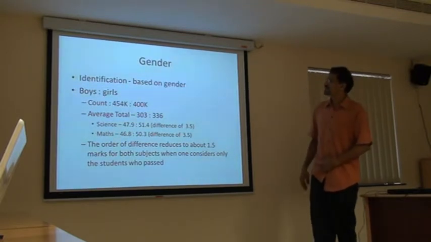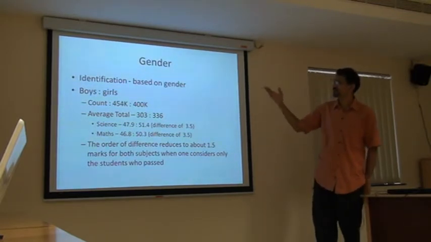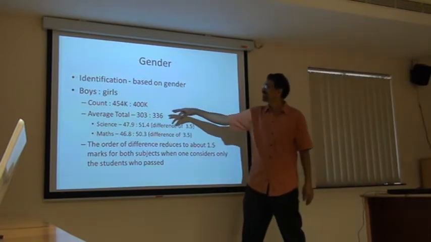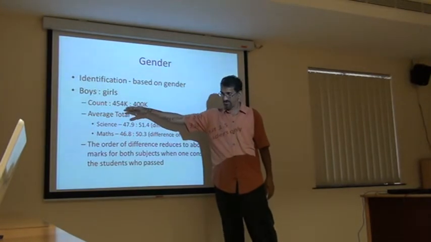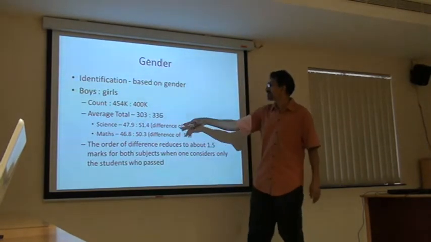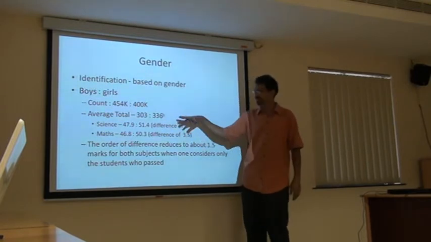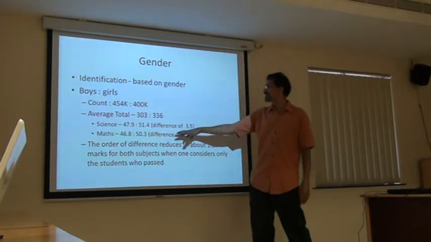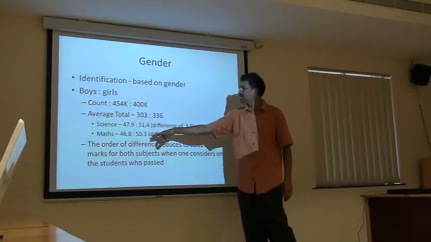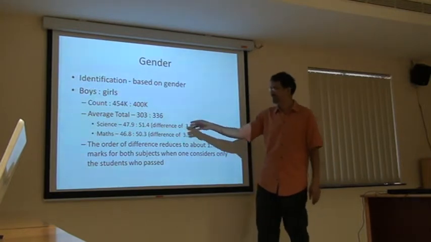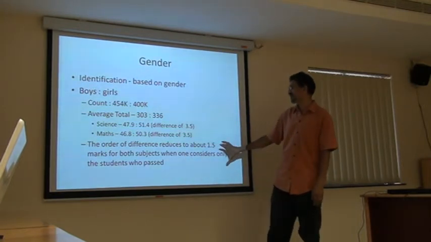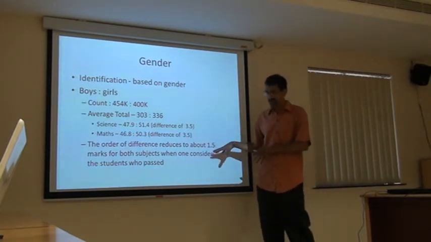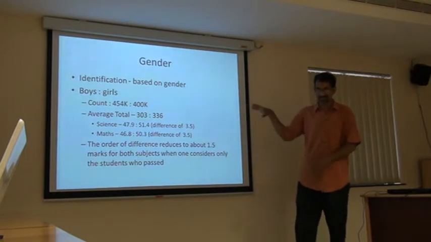Then we did a lot of comparisons based on gender. This is given in the data, so we don't have to identify by name or anything like that. About 10% more boys write the exam, and the scores, obviously girls are typically expected to do better, and they do 10% better. One interesting thing: if you see average science mark and maths mark, there's about a 3.5 marks difference. But if you take out all the students who failed, the difference comes down to 1.5. We'll show why when you look at the distribution.